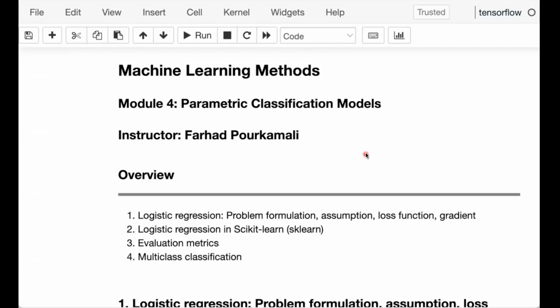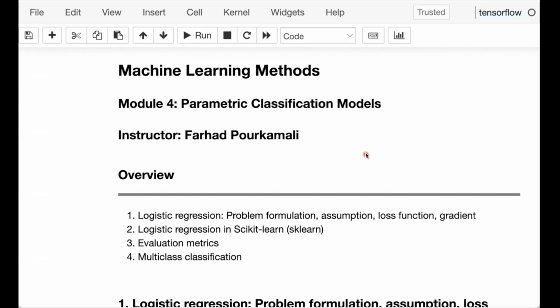Hello everyone. In this video, we discuss parametric models for classification problems. Parametric models for classification problems are very similar to parametric models for regression problems, including linear regression or polynomial regression that we discussed previously. However, there is a very important difference. And that's because in classification problems, our goal is to predict discrete targets, or outcomes that we usually also refer to as labels.